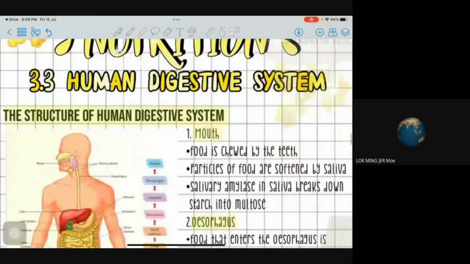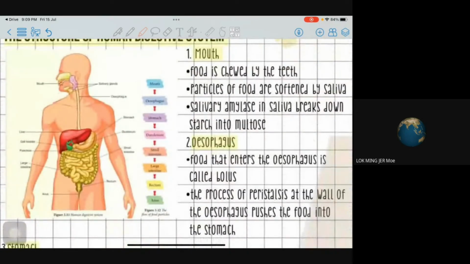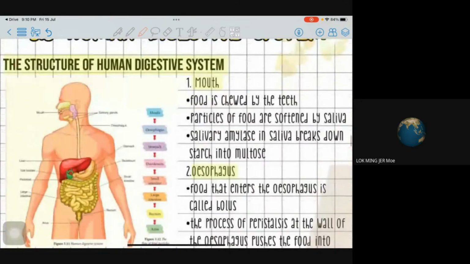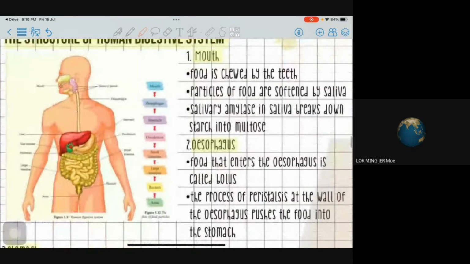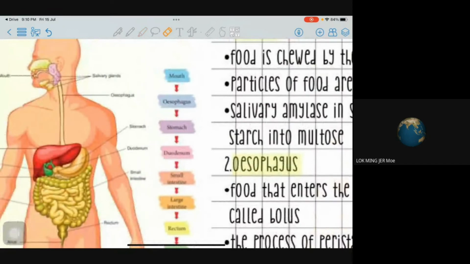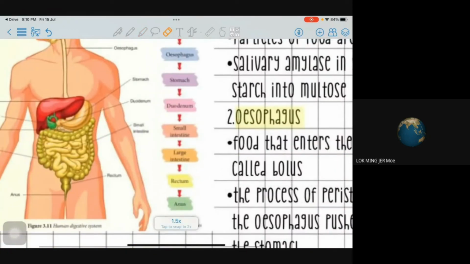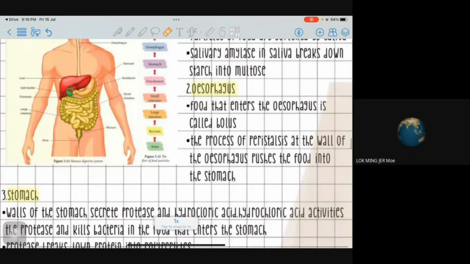Okay, this is the part that you need to know, which is the structure of the human digestive system, starting from the mouth, and then esophagus, stomach, duodenum, small intestine, large intestine, rectum, and the anus, where the waste comes out.